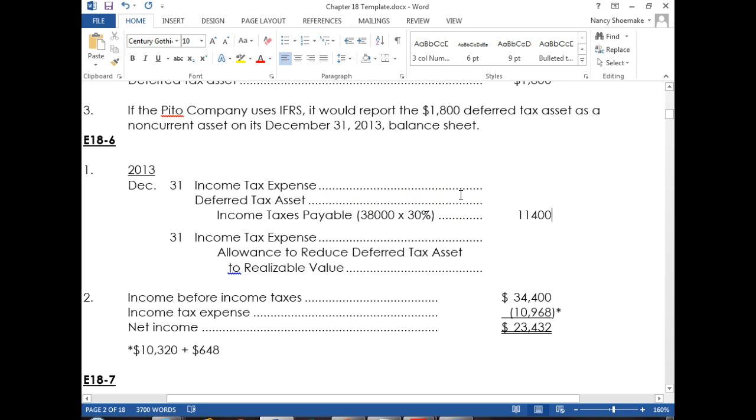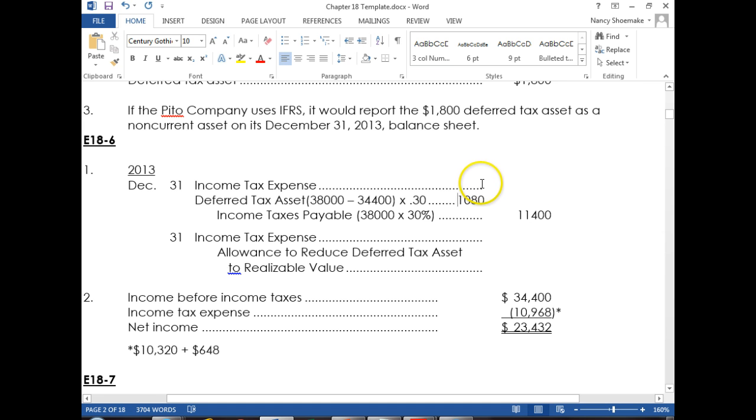What's our deferred tax asset going to be? How are we going to do that? We had 38,000 minus our 34,400, times 30%. What's that going to be? The 3,600 at 30% is 1,080. So what is our income tax? Excuse me, that goes over here. The asset is going to be a debit there.